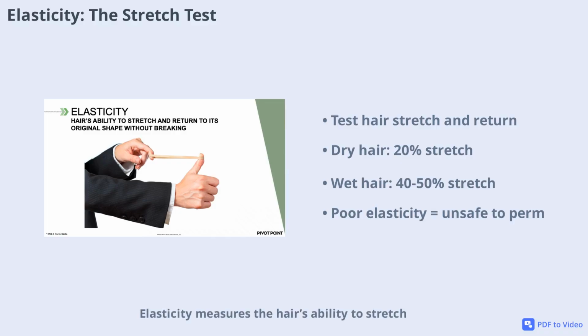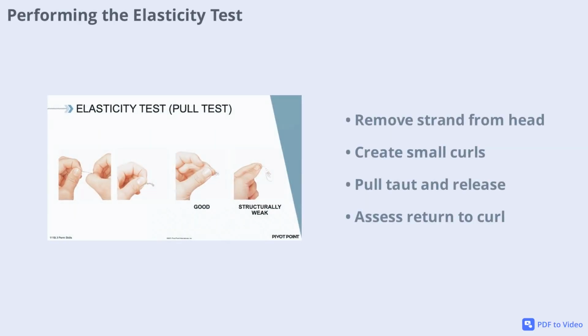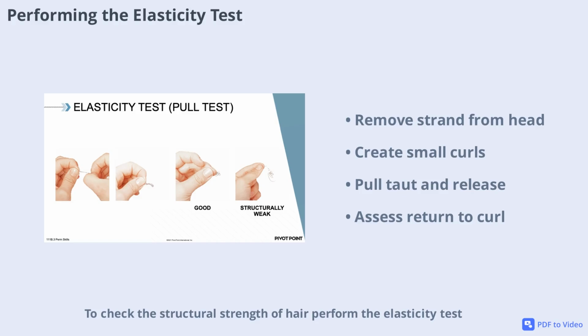Elasticity measures the hair's ability to stretch and return to its original state without breaking. Normal dry hair can stretch about 20%, while wet hair can stretch 40–50%. If hair doesn't return to its original shape after gentle stretching, it has poor elasticity and may not be safe to perm. Always check for signs of weakness or breakage before proceeding to ensure the hair can handle the perm process.